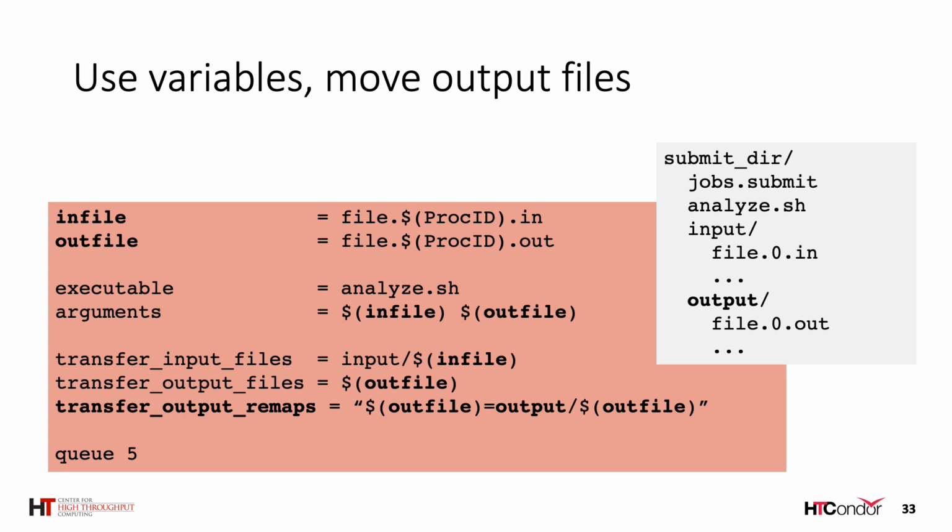And then finally, this example shows how you can move an output file from the main submission directory into a subfolder using the transfer_output_remaps option, where you give the name of the file, or in this case I've used my variable, and then equals, and then wherever you'd like it to go. So I'm moving it into a folder called output, and then again the name of the output file because it's being renamed. This works a lot like the move command in Unix.